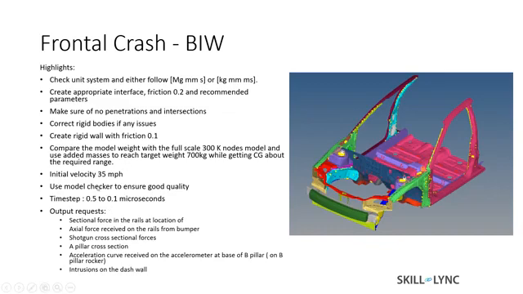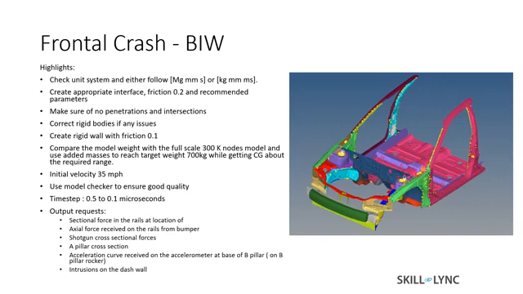Otherwise everything else is pretty rigid. You have to apply an initial velocity of 35 mph, and the time step of the simulation should be between 0.5 microsecond and at the minimum 0.1 microsecond. I would recommend trying for 0.5 microsecond and doing whatever changes are needed in the model. Your mass error globally should be less than 5%, so make sure of that.